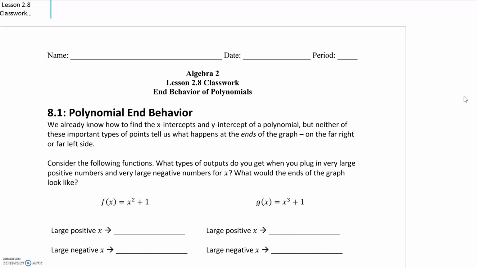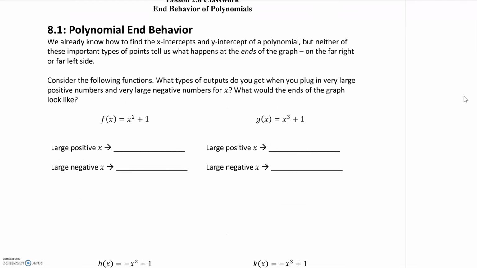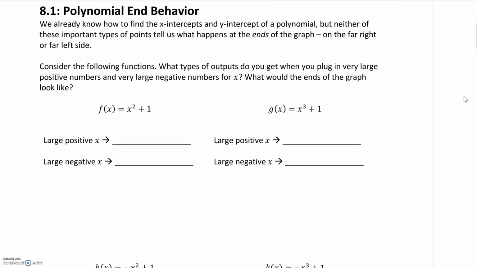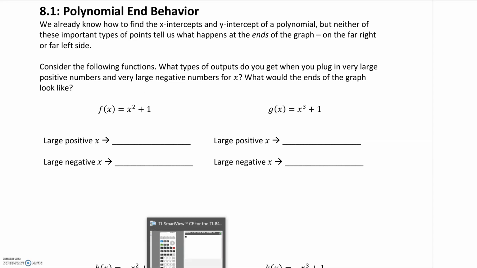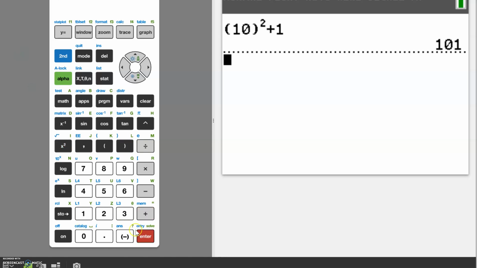Okay, so let's look at this first function, x squared plus 1. And we want to know what happens when we put in very, very large positive values for x. So to do that, we're going to go to our calculator, and we're going to pick some really large values for x. For example, let's start with maybe one that's not very large, 10. If I square 10 and then add 1, I get out 101.